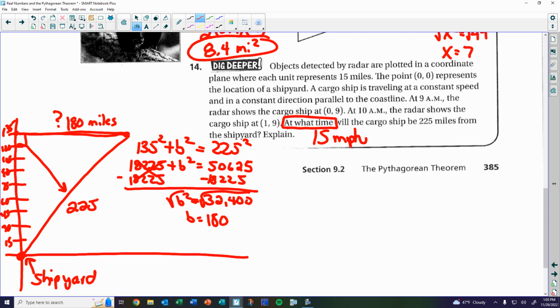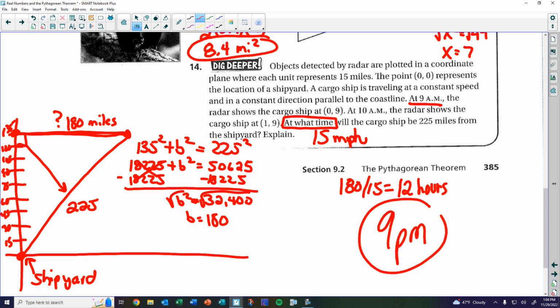Well, we know the speed, right? It goes 15 miles per hour. So if it goes 180 miles, take 180 and divide it by 15. That's going to tell you the time, right? What's 180 divided by 15? 12. So it takes 12 hours for that thing to travel from here all the way to here. Okay, 12 hours. Well, if it starts at 9 a.m., what's 12 hours from 9 a.m.? 9 p.m. And that's your answer. So we had to do a lot just to come up with answering their question.